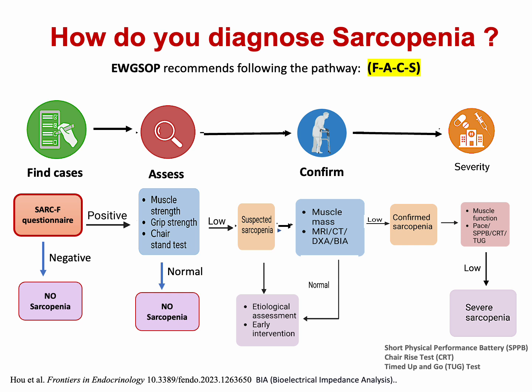The severity of sarcopenia is determined, and this can involve assessing physical performance through gait speed tests, the short physical performance battery, or SPPB in short, or timed up and go, which is TUG for short. This structured approach ensures a comprehensive evaluation from initial screening to determining the severity of sarcopenia, facilitating appropriate management and intervention strategies.